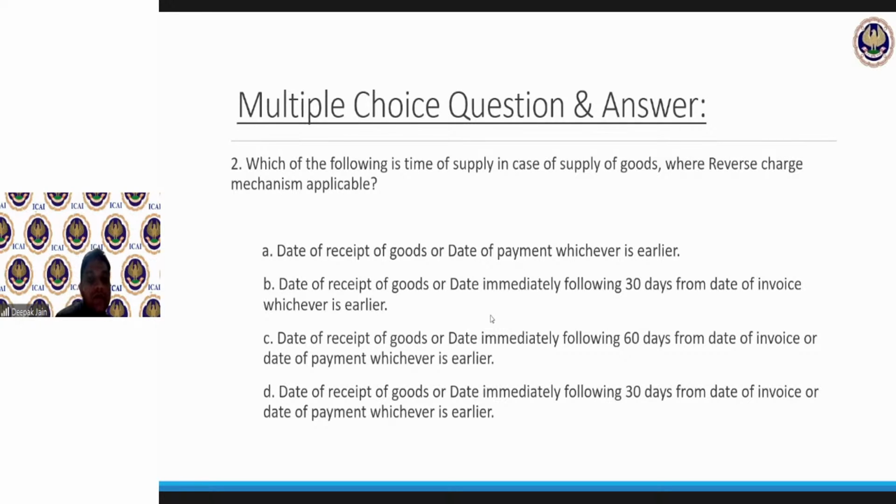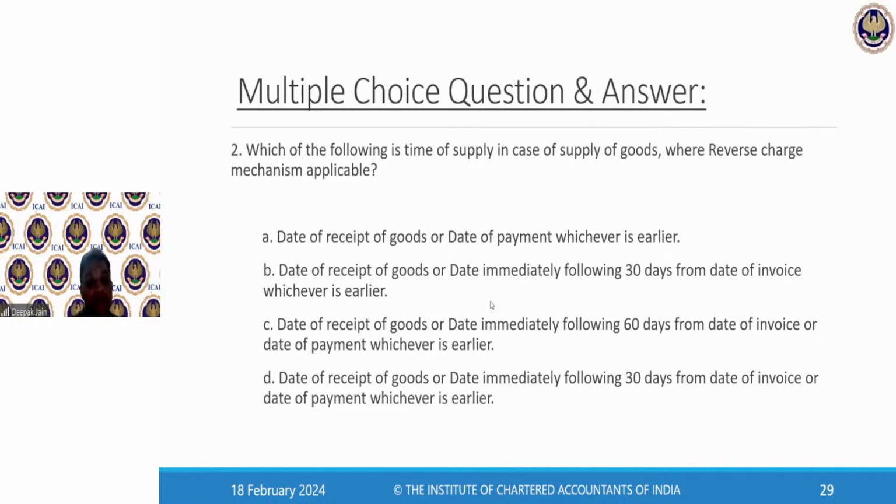Right. So majority have given the correct answer. In case of receipt of goods, it is the date of receipt of the goods or date immediately following 30 days from the date of invoice. 60 days is for services. So for goods, it is 30 days: receipt of goods or date immediately following 30 days from the date of invoice or the date of payment, whichever is earlier.